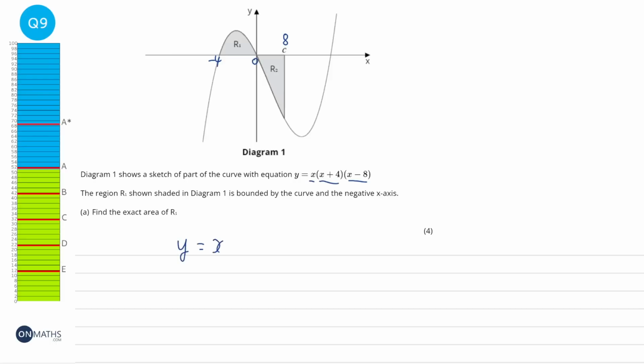and I'm just going to expand the x plus 4, x minus 8. So that would be x squared minus 4x minus 32. And then I'm just going to multiply it all by x. So x cubed minus 4x squared minus 32x. So we're going to integrate it between the bounds of 0 and minus 4.